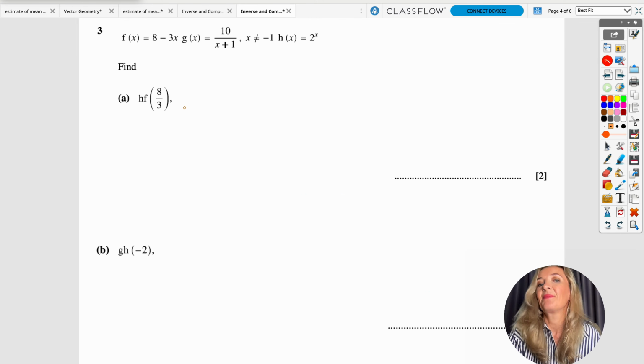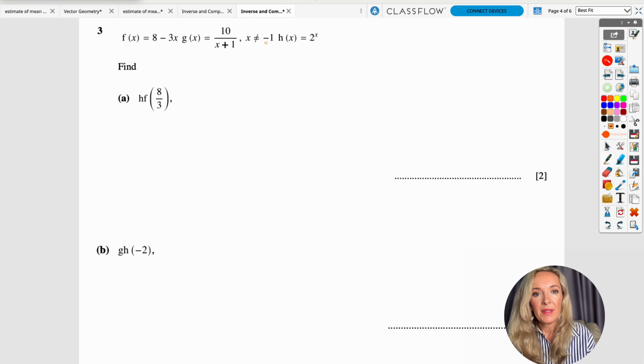Next question. Okay, so this looks like there's a bit more going on here. We've got a fraction going into a composite function here for a start, and then a negative number. So let's have a look at the functions we've got. So we've got the function f, which is 8 minus 3x, the function g, which is 10 over x plus 1.